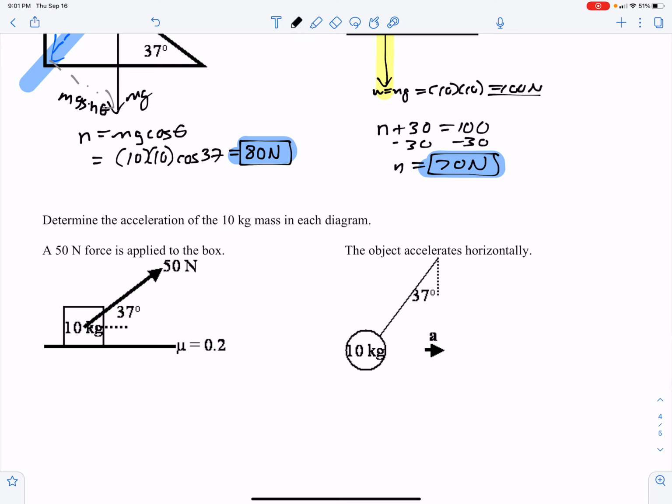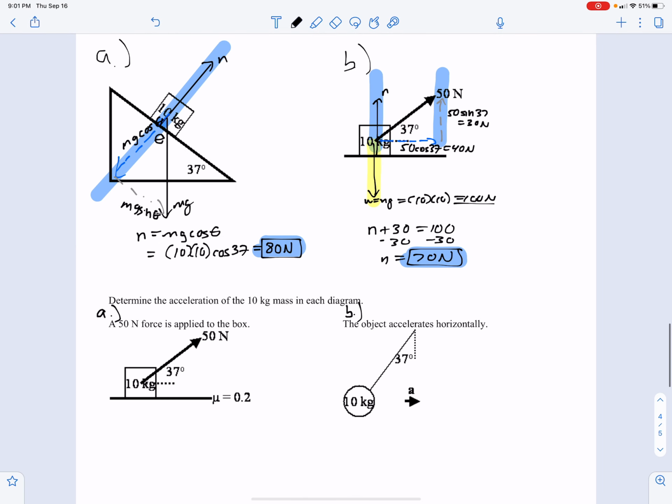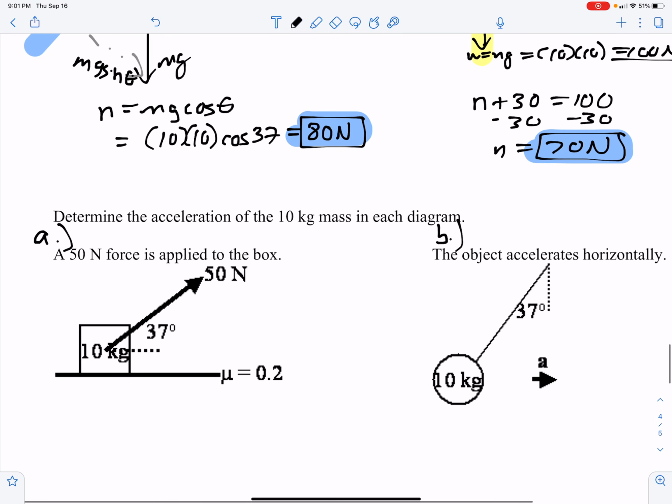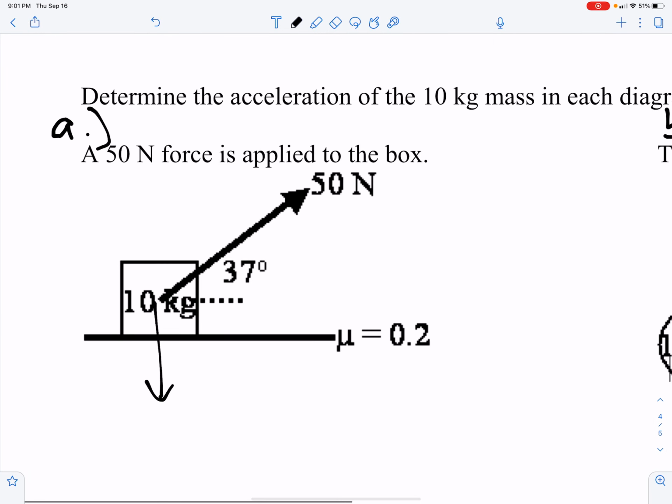In the last example, we have a mass of 10 kilograms in each of the following diagrams. Again, we're going to split this to a part A and a part B. Part A is the exact same thing we just did in part B up here. Only difference is there is friction. So let's re-examine what we had last time. We had weight equals mg, which is going to be 10 times 10, or 100 newtons.